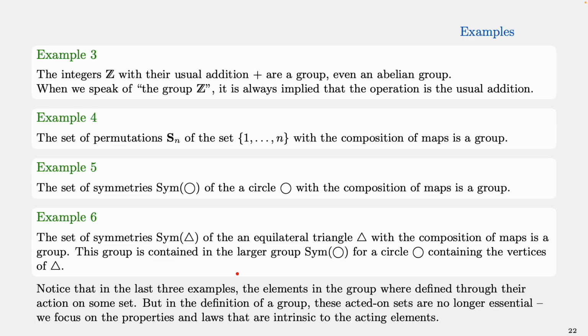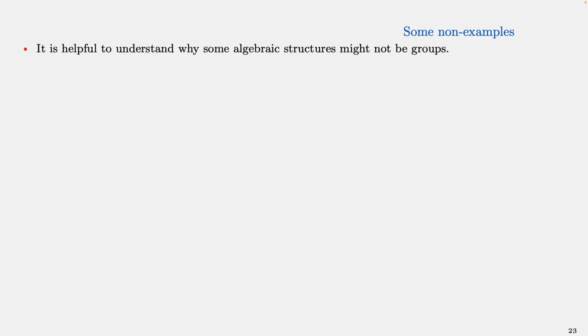But in the definition of the group that we just gave, these acted on sets do no longer play a role. So when we're talking about groups, we focus on the properties and the laws that are intrinsic to the acting elements, that are intrinsic to the symmetries or the permutations here, but we do not care so much about the sets that the action takes place on. We care about the algebra of the acting entities here. These form the groups. And I think it's always helpful if we learn about a new structure to understand when such a structure does not appear.